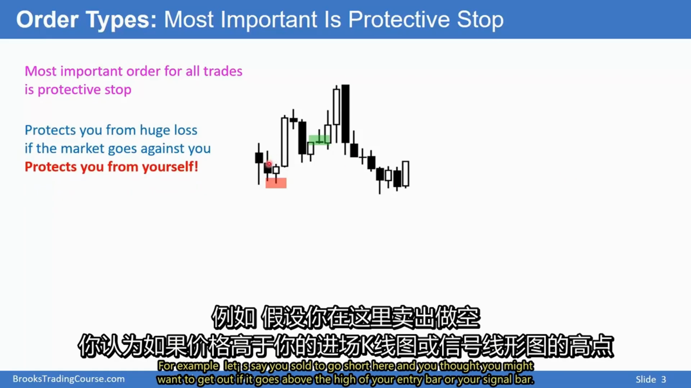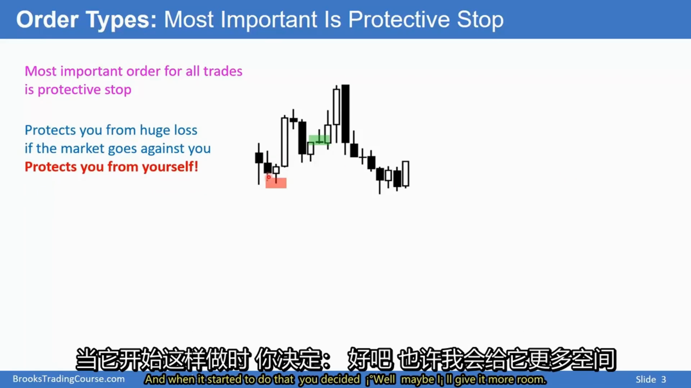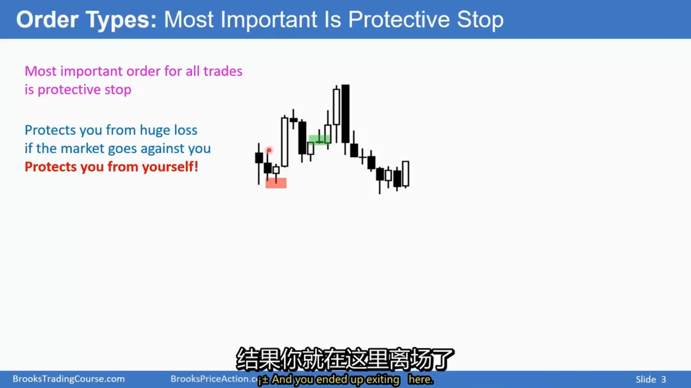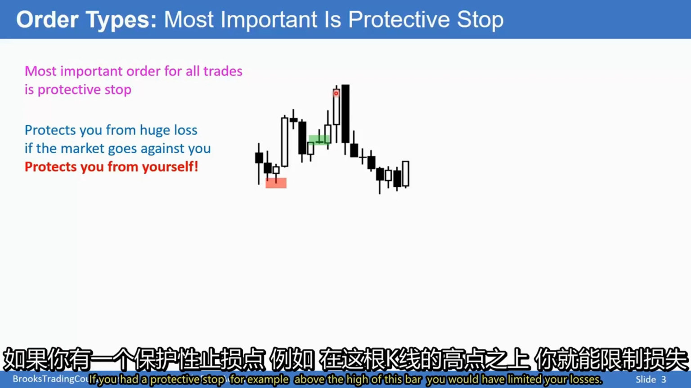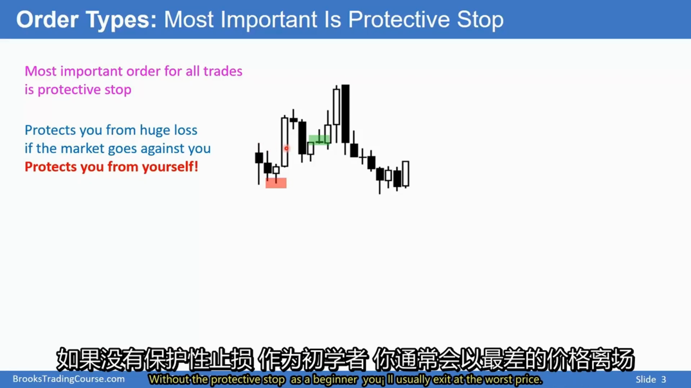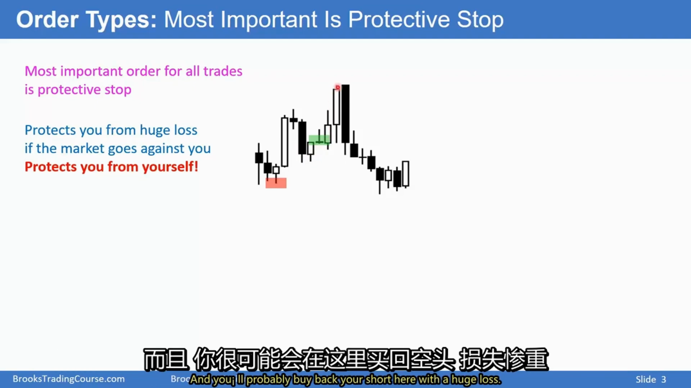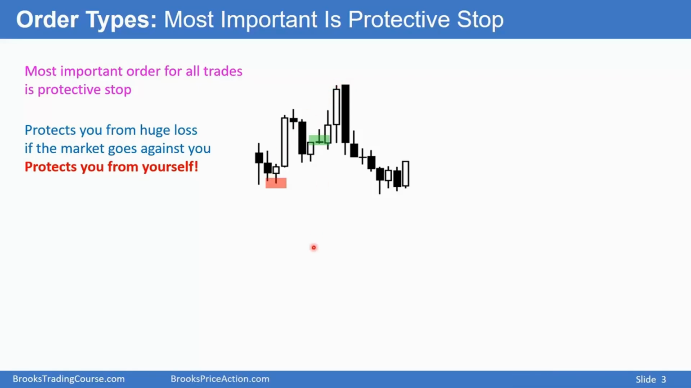For example, let's say you sold to go short here, and you thought you might want to get out if it goes above the high of your entry bar or your signal bar here or here. And when it started to do that, you decided, well, maybe I'll give it more room. And you ended up exiting right here. If you had a protective stop, for example, above the high of this bar, you would have limited your losses. Without the protective stop, as a beginner, you'll usually exit at the worst price, and you'll probably buy back your short here with a huge loss.